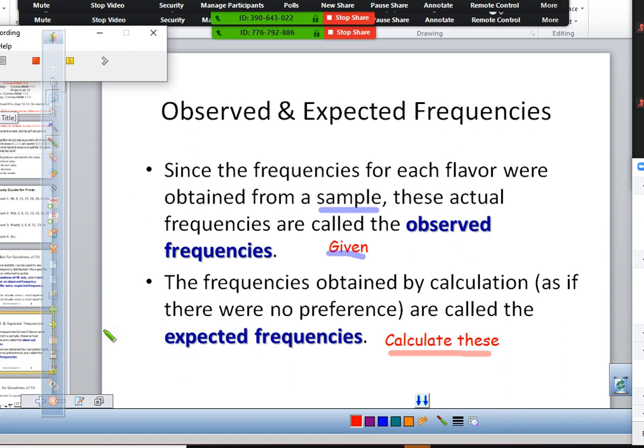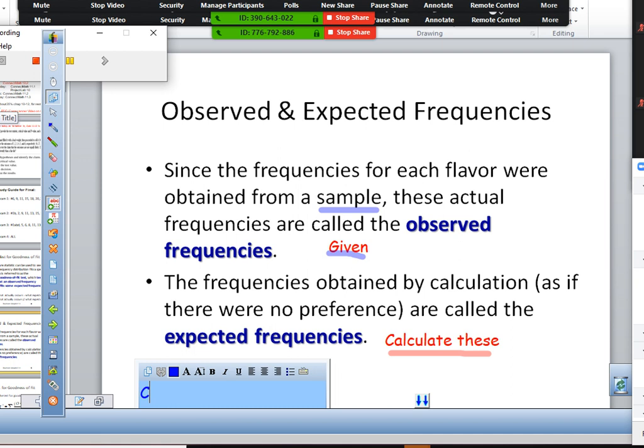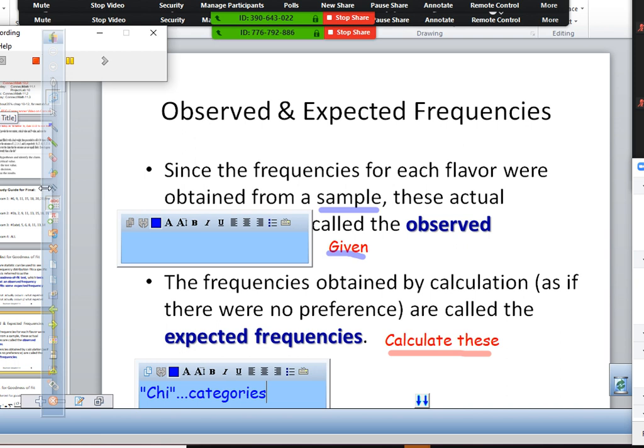So again, chi-squared is about categories. So think about chi-categories. I'll write that in there. Categories. That's kind of the point of these ones. So you're all going to be about categories.